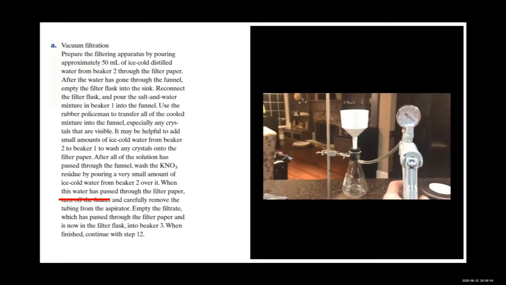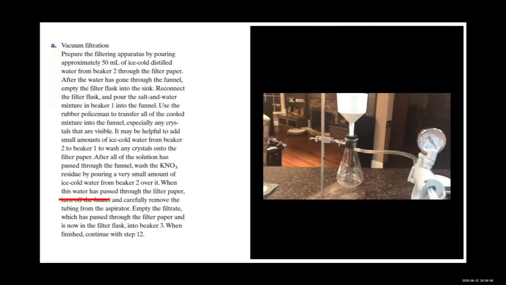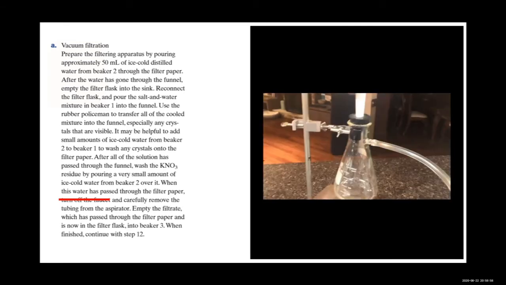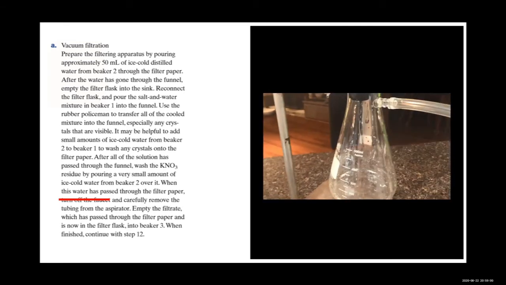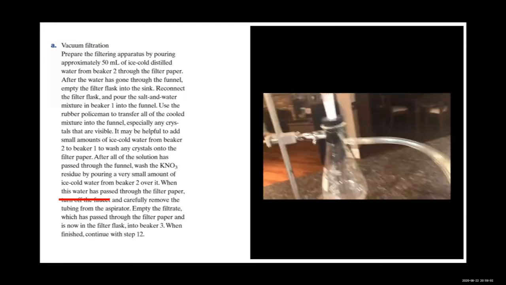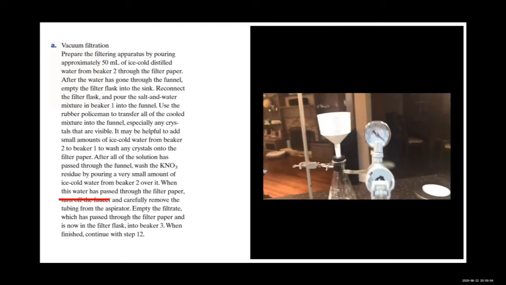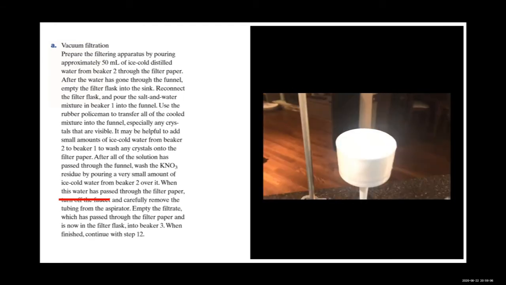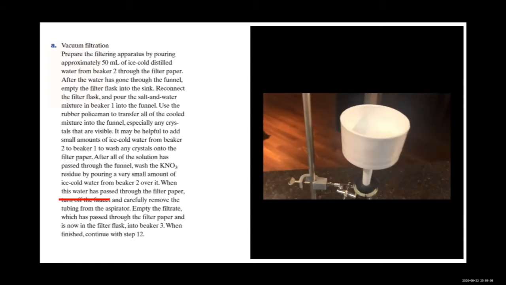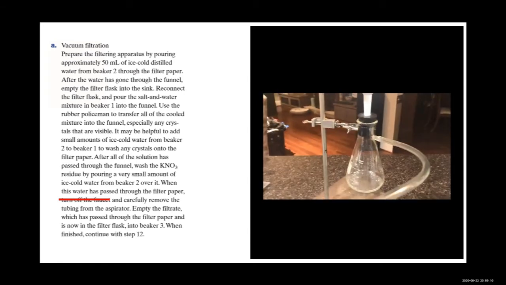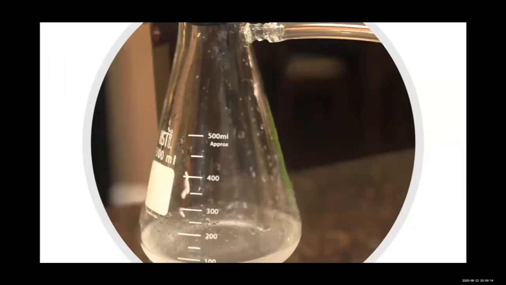So this is how the filtering works. You work the hand pump, which creates a vacuum, and it pulls the solution through not only the filter paper, but also all those little holes down into the flask, which catches our filtrate. And this is our filtrate from our first filtration.